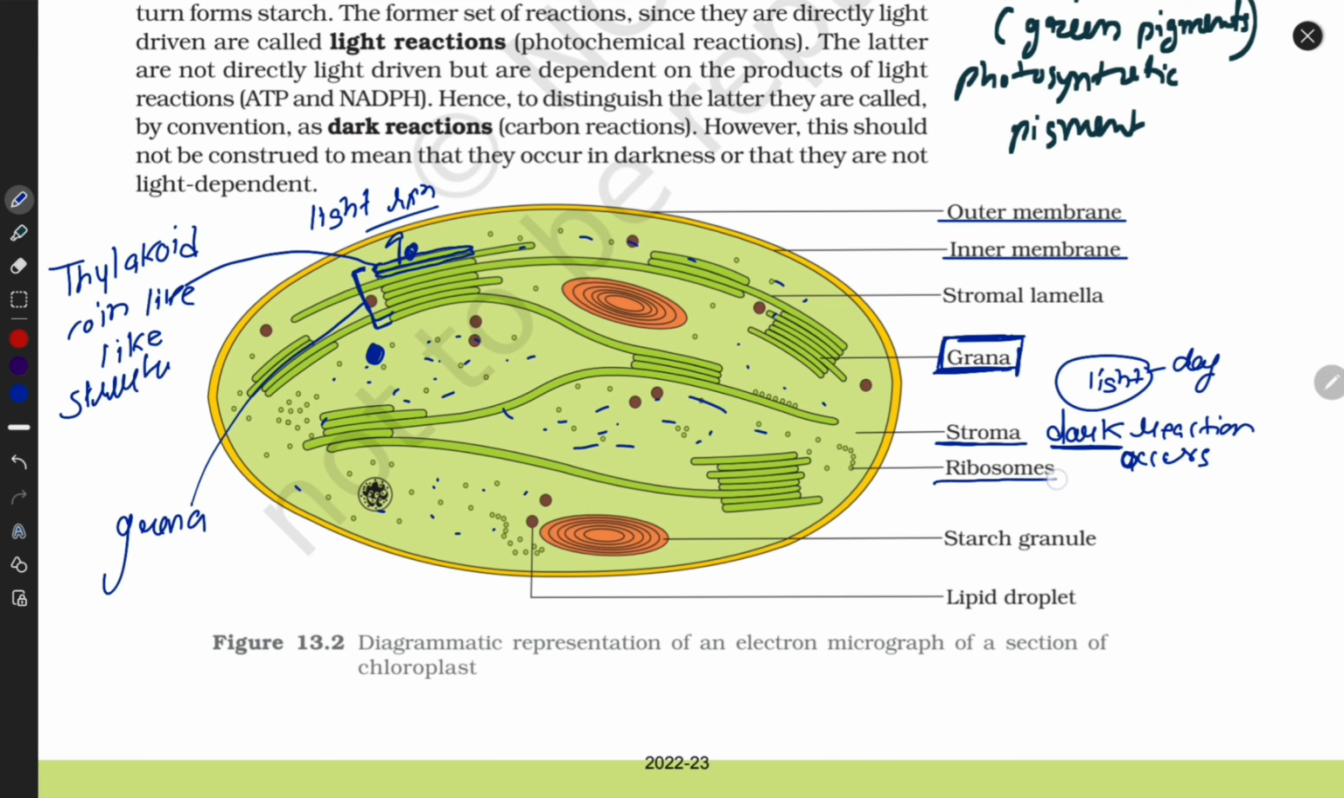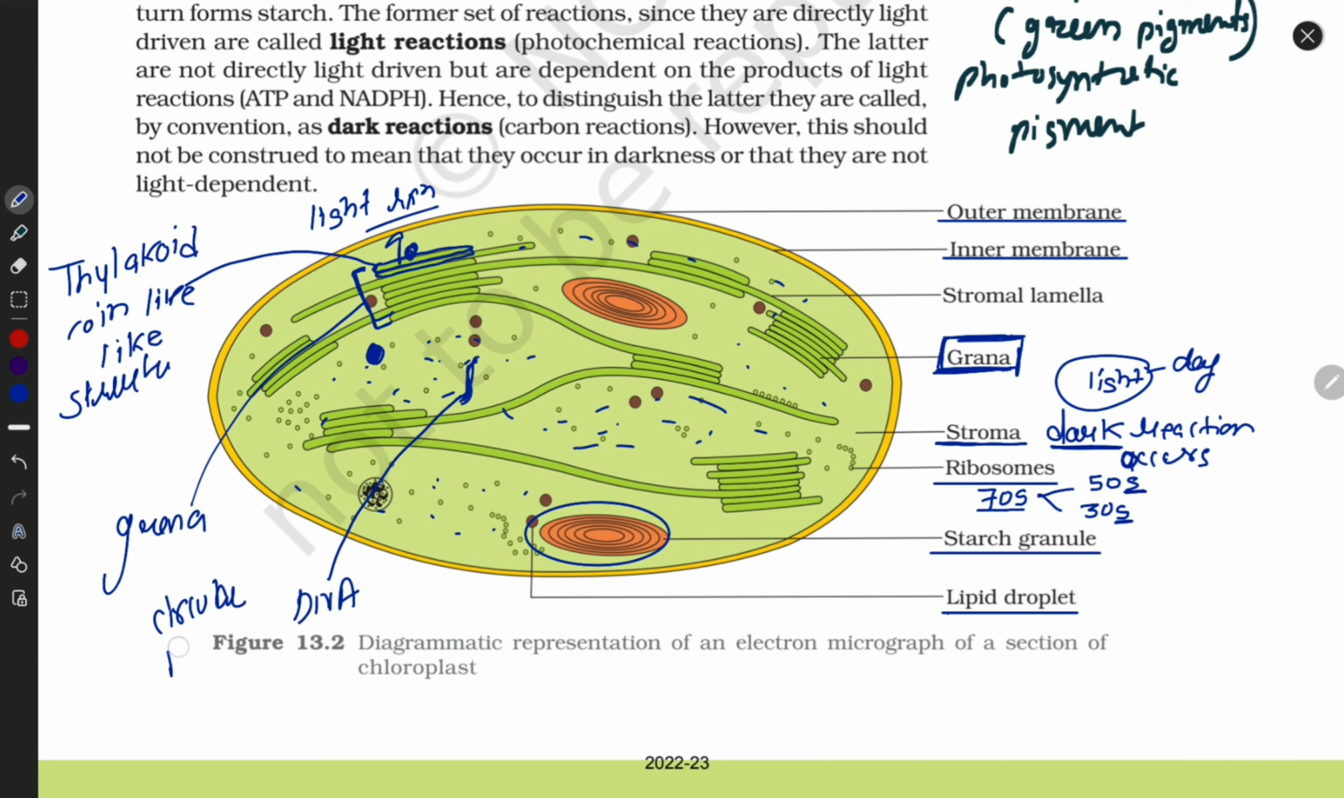They have ribosomes, 70S ribosomes. If you break this ribosome, it breaks into two parts, large subunit and small subunit. This is the Svedberg unit. This is the starch granule, their storage. That is the lipid droplets. They also have circular DNA. This is a semi-autonomous organelle. They regulate themselves.